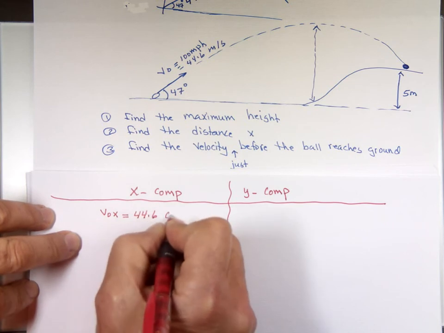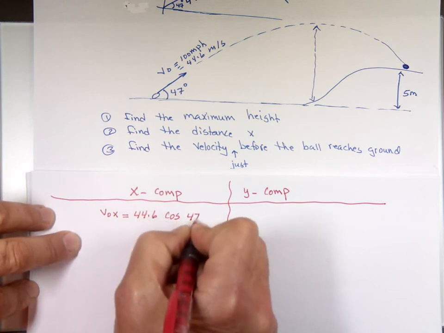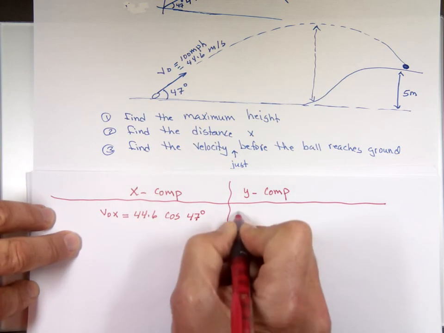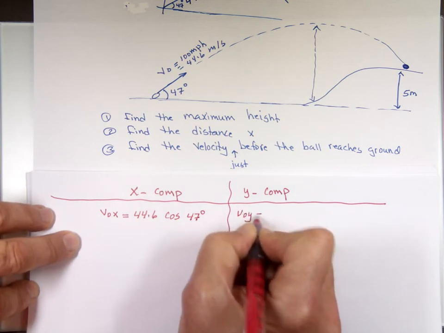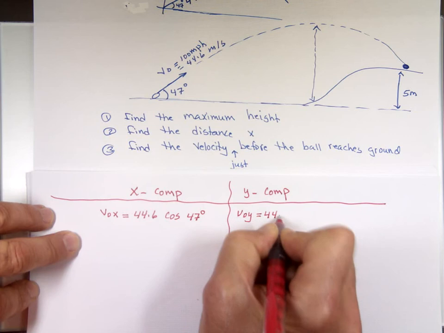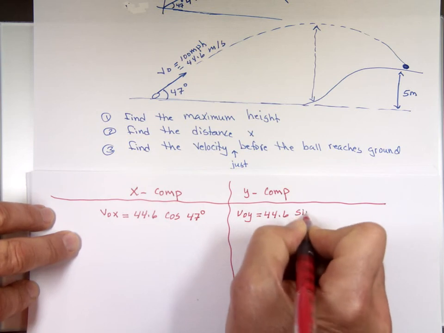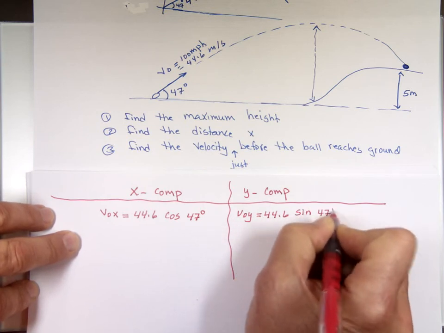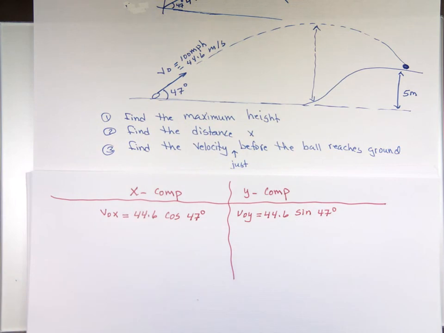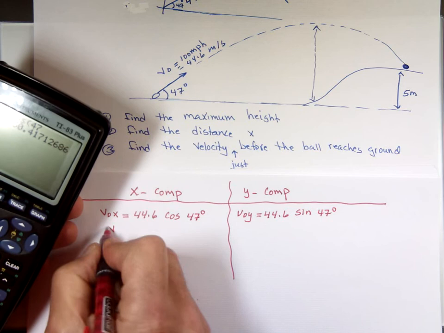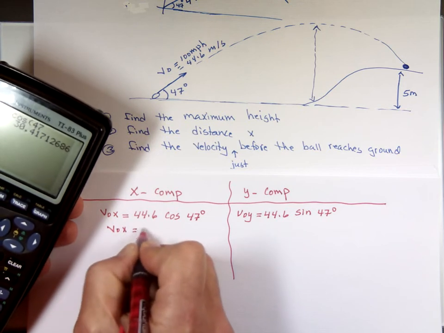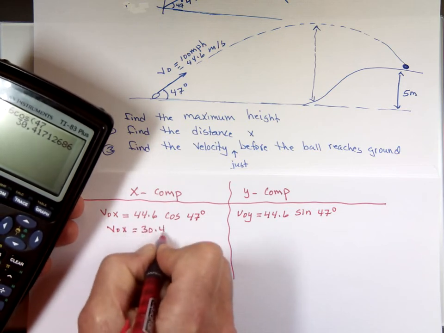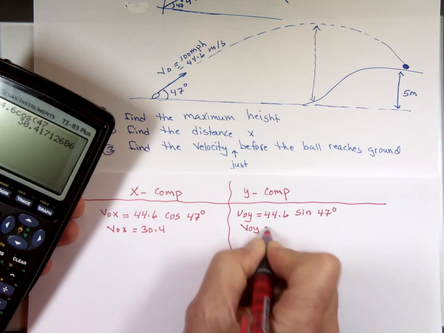And this is the initial velocity in the y direction, the y component. So it's going to be sine of 27. It's 30.4. Which one? The cosine. Yep. Initial velocity in the x direction is 30.4, and the initial velocity in the y direction, 32.6.